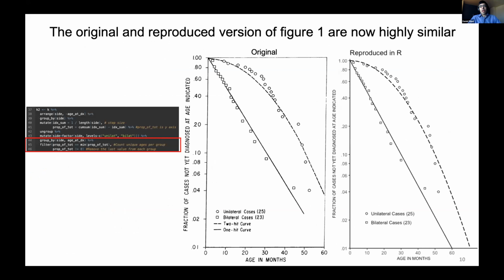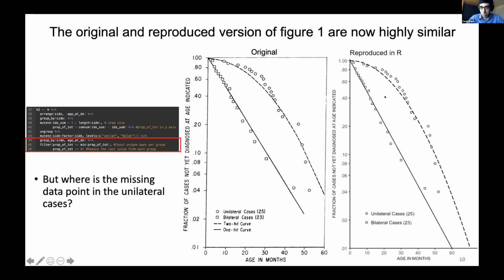So I used what I learned, these two steps, and applied this knowledge again to reproduce this plot. I essentially counted the unique ages and removed that final 0 value from each group, and I got a plot that looked much more similar. But the question is still, where was this missing data point among the unilateral cases?